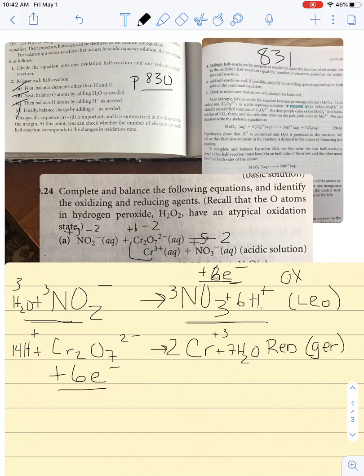So here I have 3 waters and 7 waters. I'm going to get rid of that and turn it to 4 waters, because I'm running out of room. And then here I have 14 hydrogens and 6, so I'm going to end up with 8 hydrogens there.